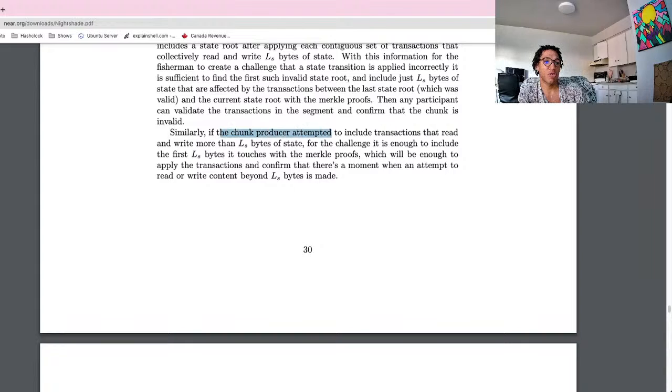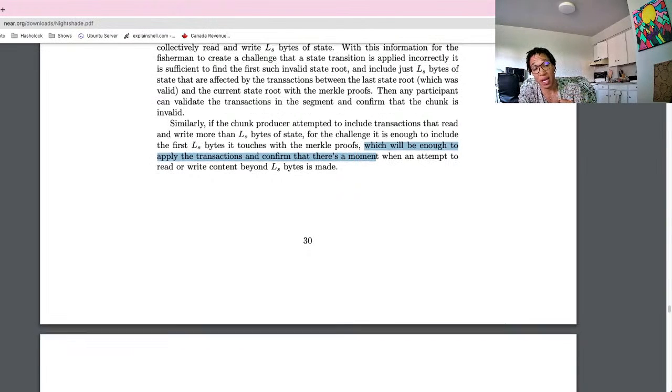Similarly, if the chunk producer attempted to include transactions that read and write more than that limit, for the challenge it is enough to include the first bytes it touches with the Merkle proofs, which will be enough to apply the transactions that were supposed to be applied and confirm that there's a moment when an attempt to read or write beyond that byte limit was made.